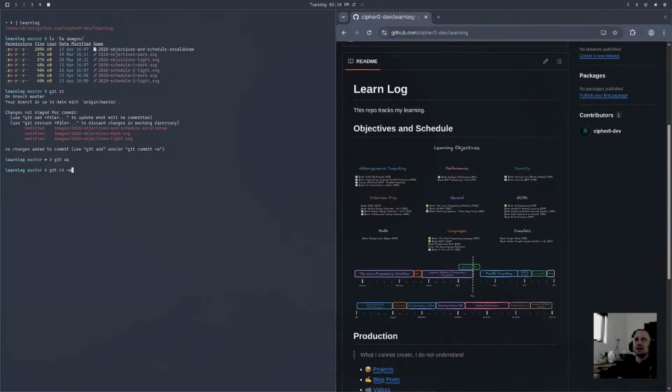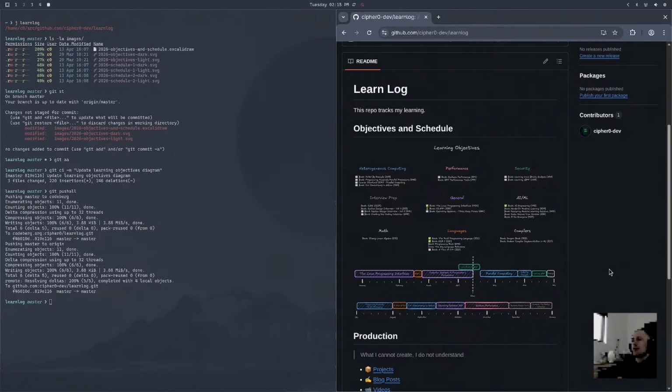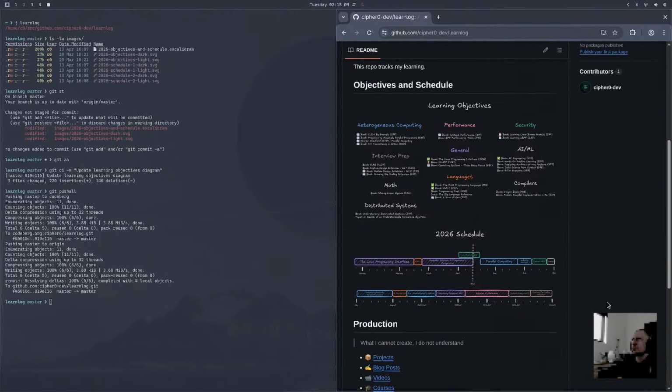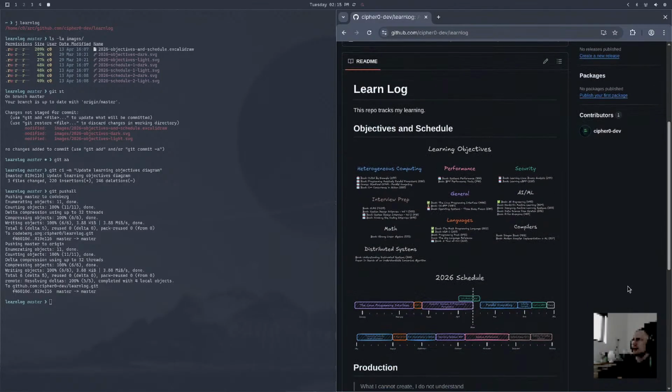Okay, git commit, update learning objectives, what would you call this? Diagram? Git push all. Okay, refresh. Before, after. It looks a little cramped, not gonna lie.